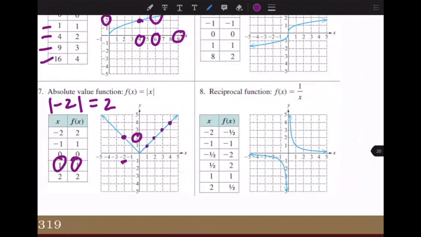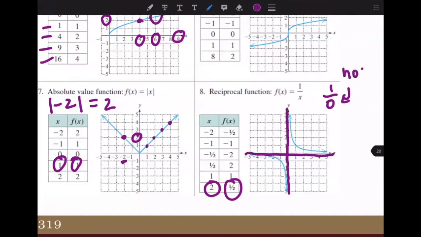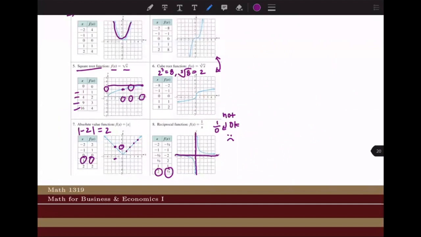Lastly, we have the reciprocal function, which is 1 over x. You just give me an x value and I give you the reciprocal. If you give me 2, I give you a half. If you give me 3, I give you a third. You give me 4, I give you a fourth, and so on. Notice that we have no 0 value, and that is because we cannot do this, right? This is not okay. We cannot divide by 0. Okay, let's move on.